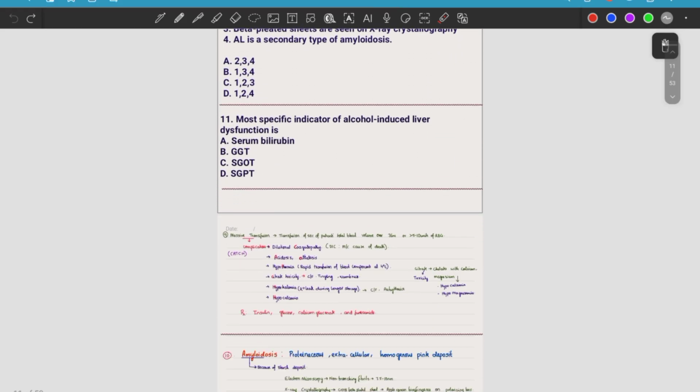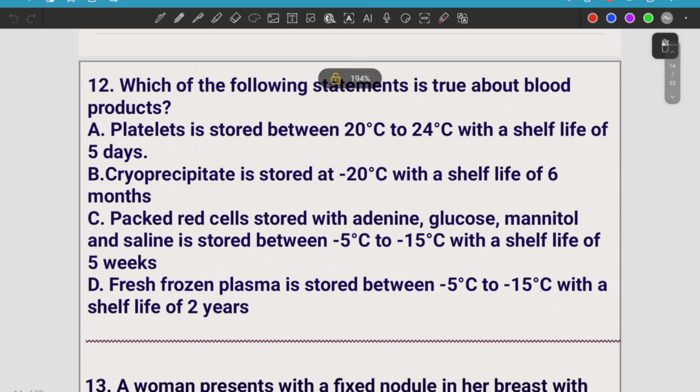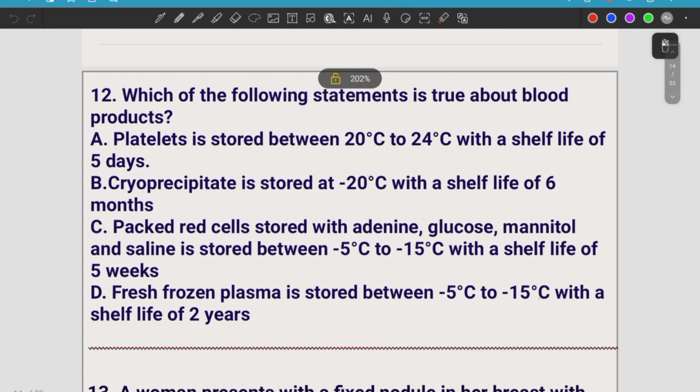Hence the answer is B. Coming to the 12th one, which of the following statements is true about blood products? For this question, first let's see the explanation once, then let's come here and solve it.